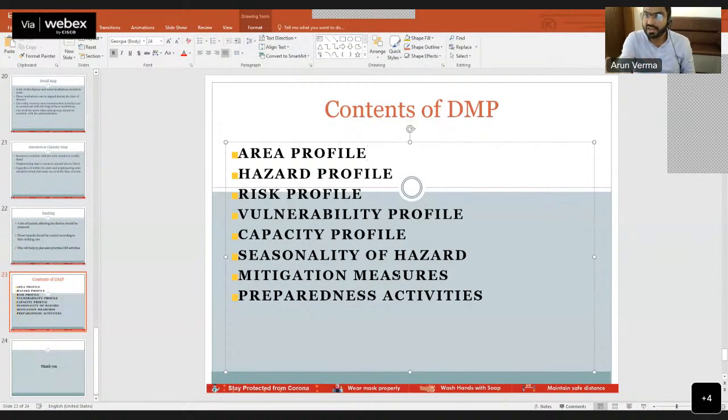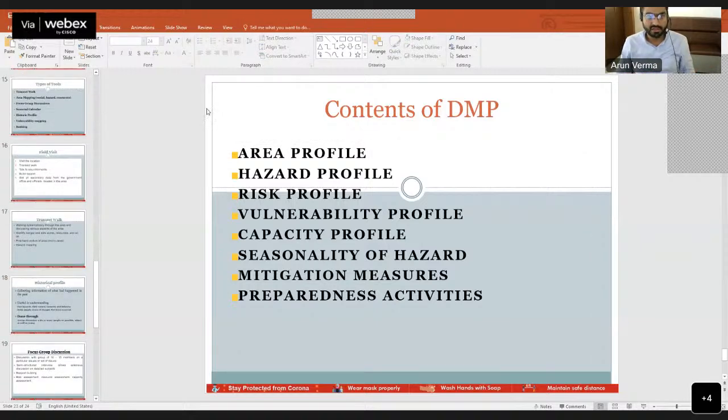These are the temporary template of a DM plan. You can get a permanent template on the website of NIDM, or you can visit the NDMA website also. So these are the things which I would like to present here. If you have any query, you can ask me related to this.